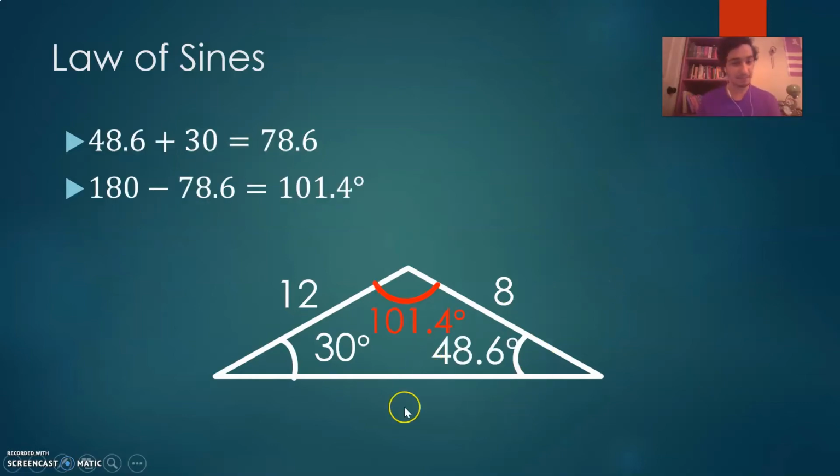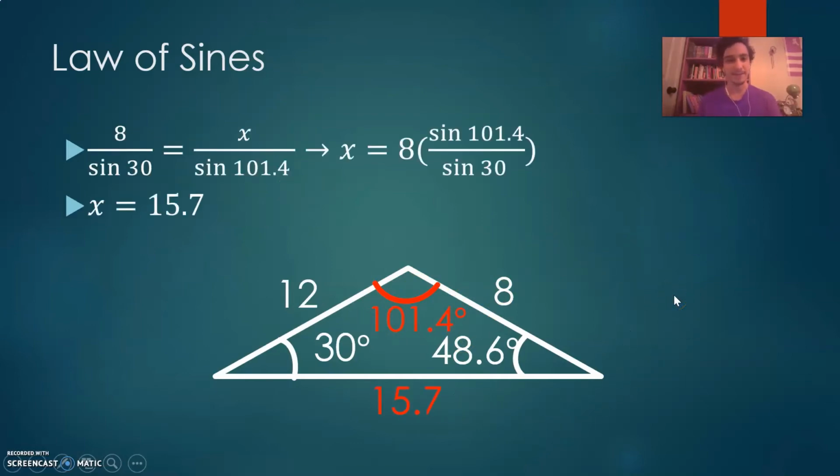Now we have that, and we're just going to use the first property that we talked about. A triangle must add up to 180 degrees. Knowing that, we're just going to add 30 and 48.6 to get 78.6, and then subtract that from 180 to give us 101.4 degrees. So now we found this angle, but we haven't completed the triangle quite yet. We're still missing this side. So we're just going to apply the law of sines again. I used 8 over sine of 30 this time. You could use 12 over sine of 48.6. It'll give you the same number. And that number is going to be 15.7.